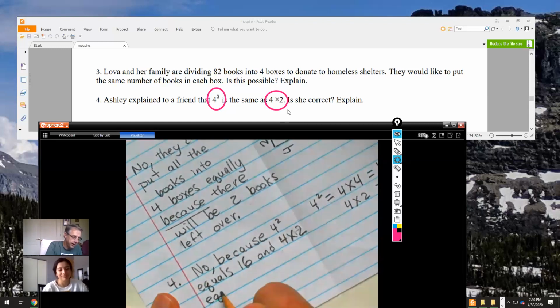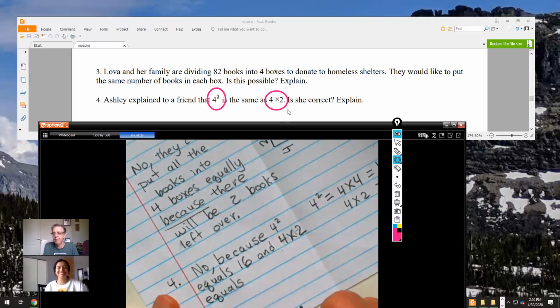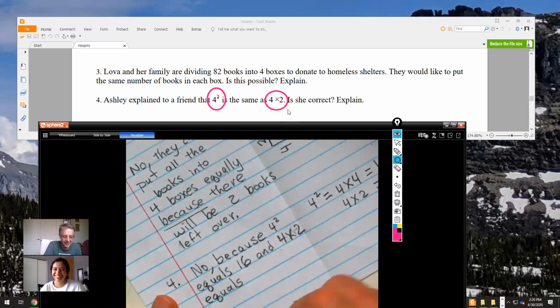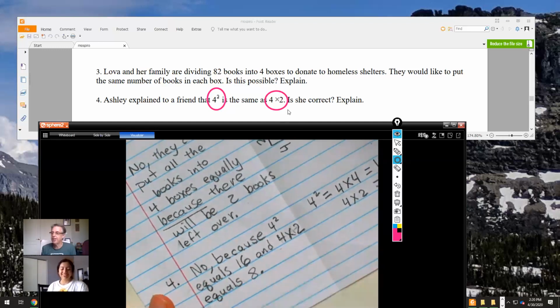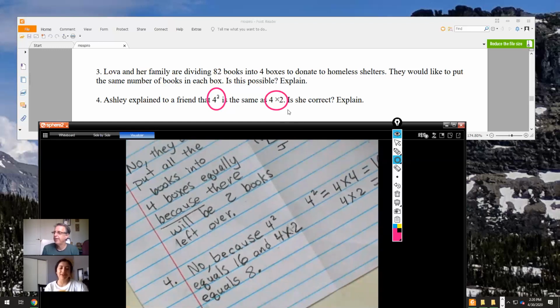I'm doing what I tell the students not to do in class when they're my scribe and they write ahead of me, and I'm doing exactly that. It's okay. There you go.